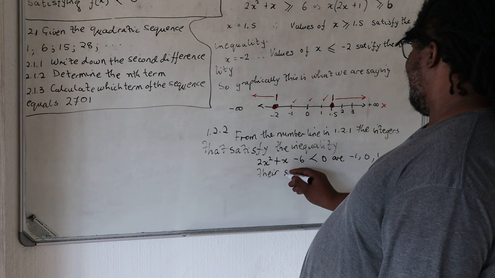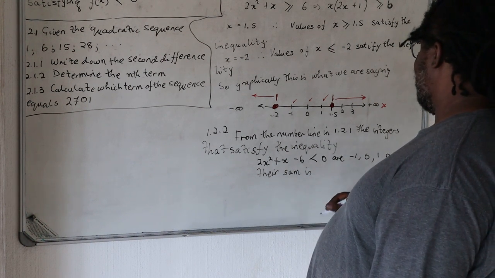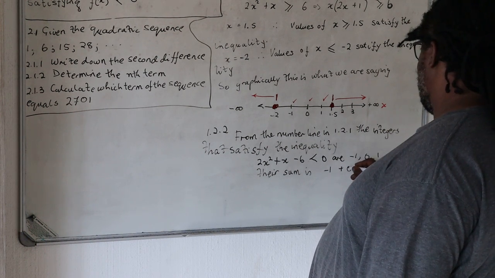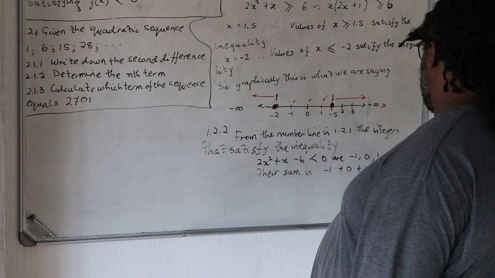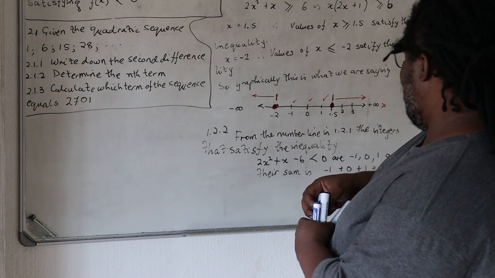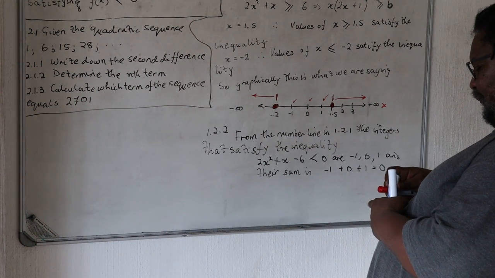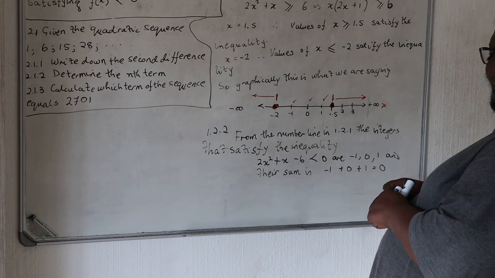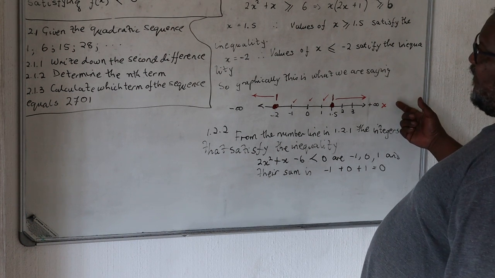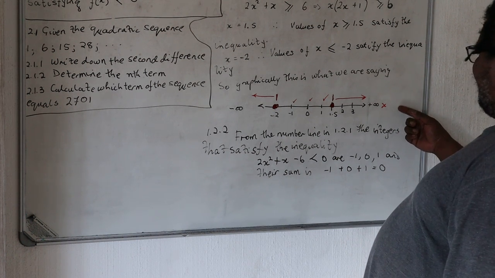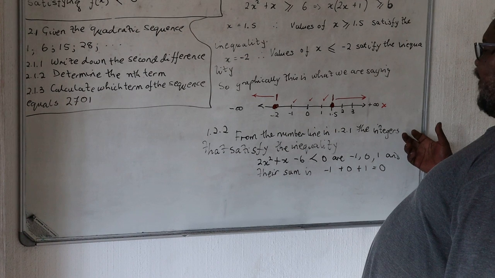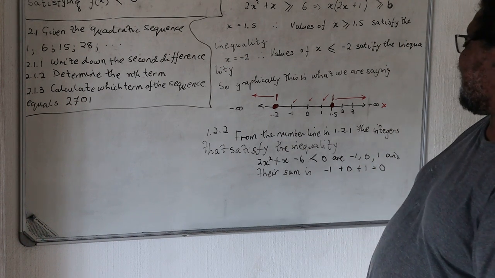And their sum is minus 1 plus 0 plus 1 equals 0. So, in other words, we are saying that by answering question 1.2.1, you have already gotten a solution for question 1.2.2. And this is very important to notice in an examination, as it will save you time.